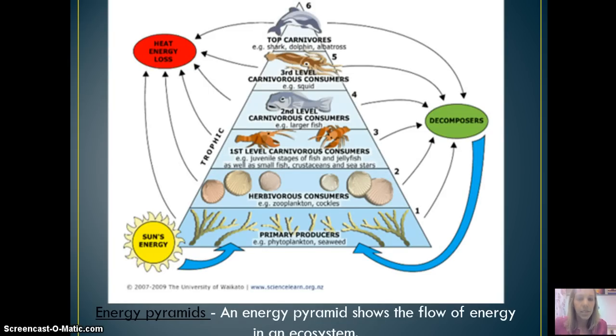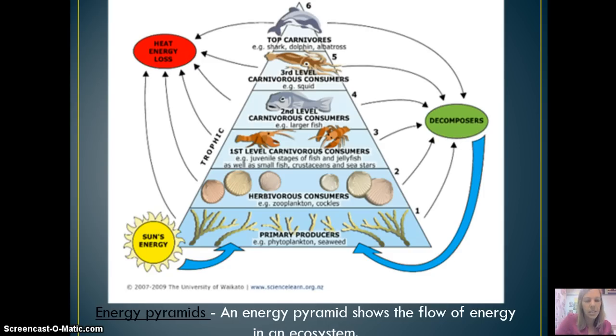Now, this is called an energy pyramid. An energy pyramid shows the flow of energy in an ecosystem. So, again, at the bottom here, you can see that the base, the foundation of an ecosystem, are the producers. And on top of that, you have the consumers that are eating the producers. And above them, it just kind of keeps moving up the food chain to larger and larger consumers that eat larger and larger consumers also.